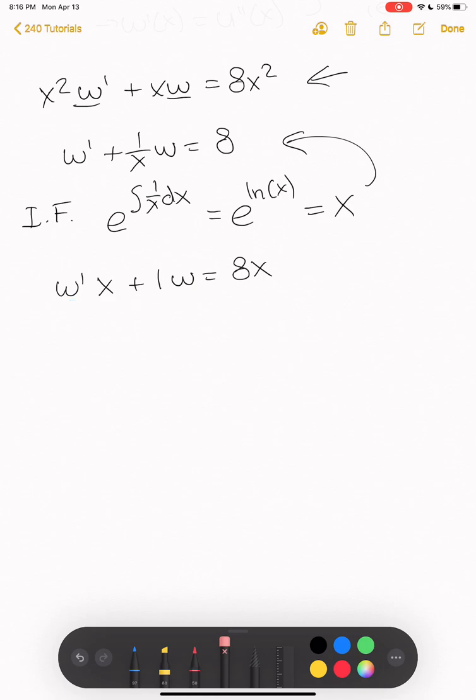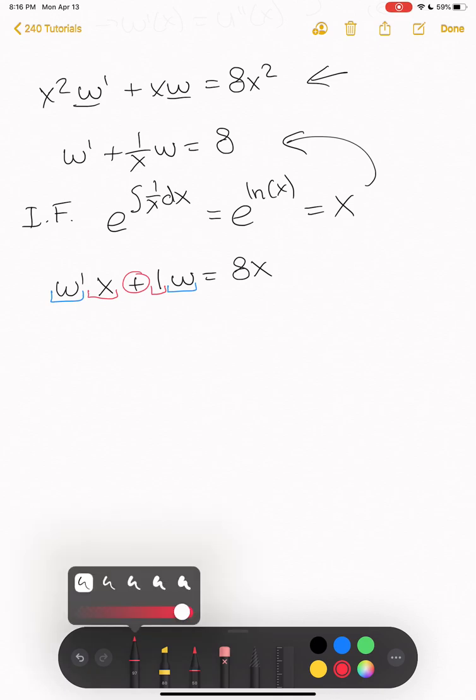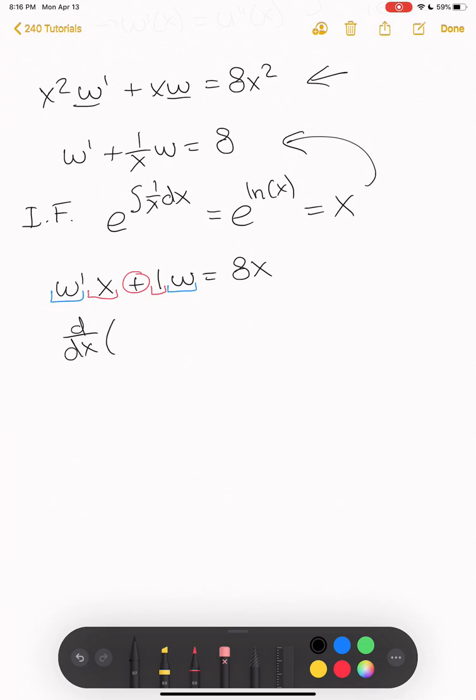So here, we have a function and its derivative. And then we have a function and its derivative. And then we multiply the respective parts and add them together. So we do indeed have a product rule. And what is that product of? It's the derivative of x and w. And that's equal to 8x.